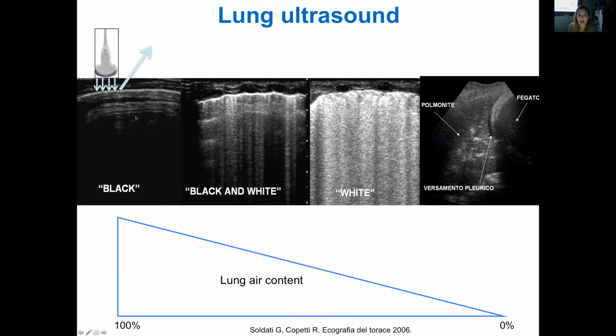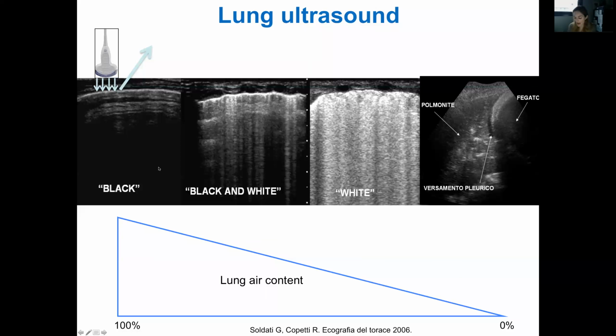So if there is air in the lung, we are able only to see this hyperechoic horizontal line, which is the pleural line, and then we don't see anything more. It's like the pleural line is a hindrance. And I believe Giovanni told you many things about this yesterday.